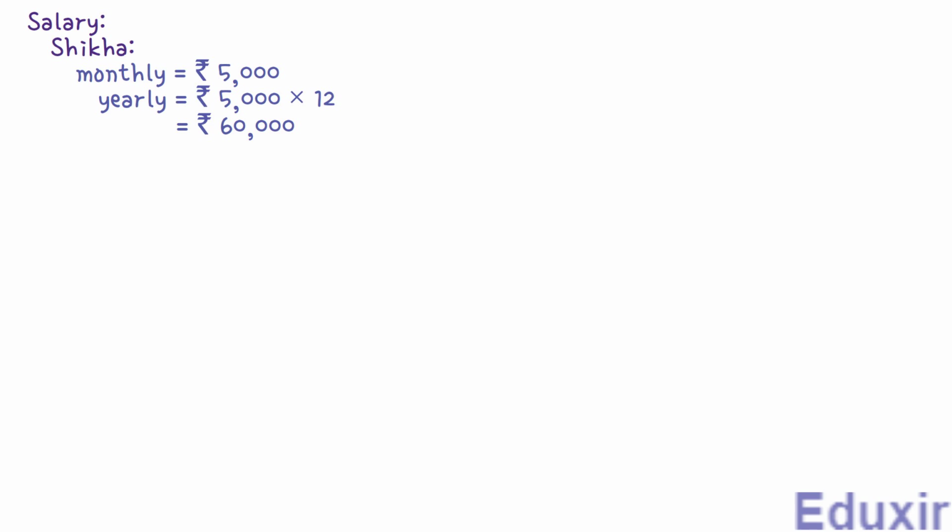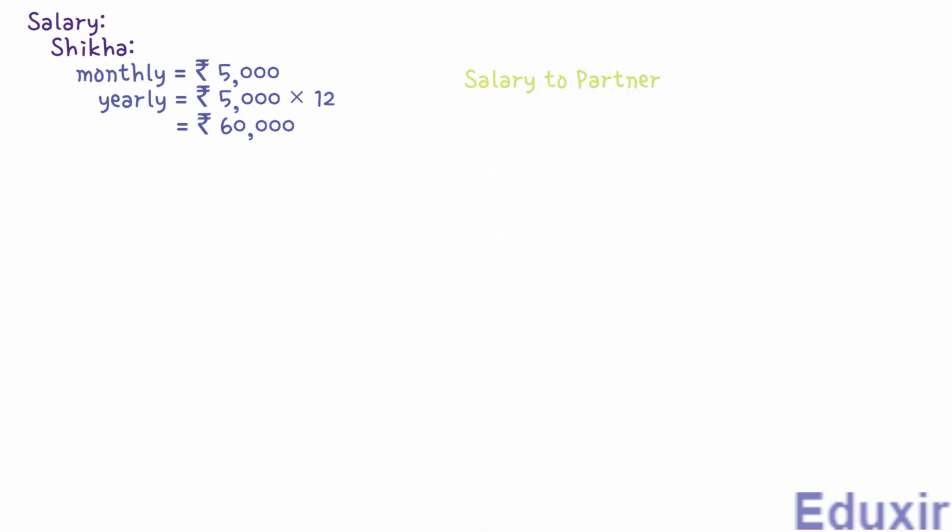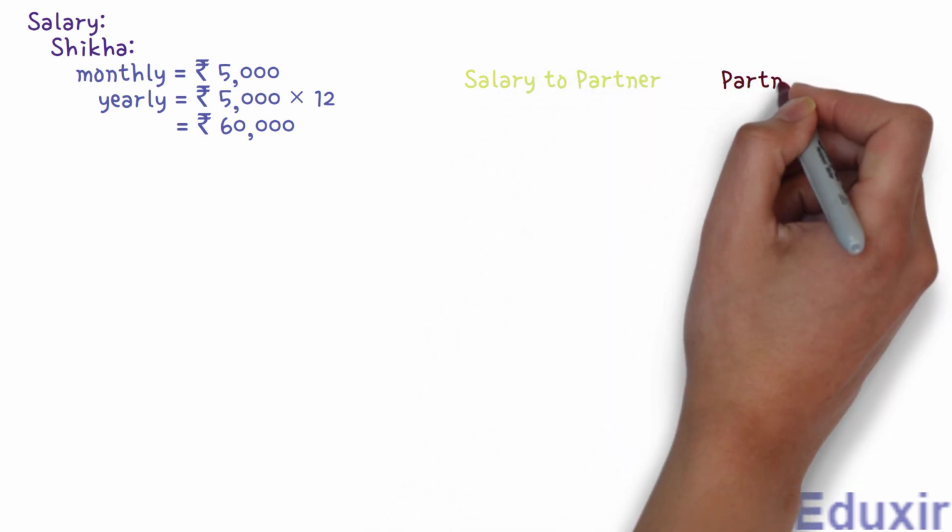If you remember, we post the employee's salaries to the salaries account, right? But here, it's not the case. The business will maintain a separate account called salary to partner account. This account is totally different from employee's salaries account. So the way we post the partner's salaries is by debiting the salary to partner account and crediting the partner's capital account.